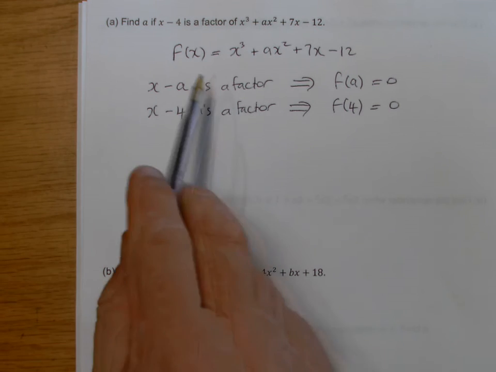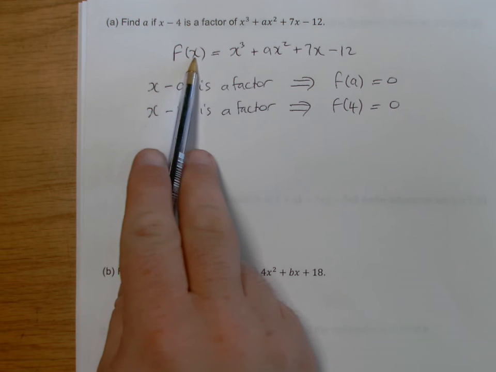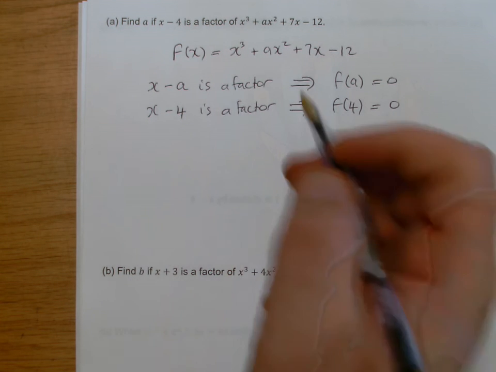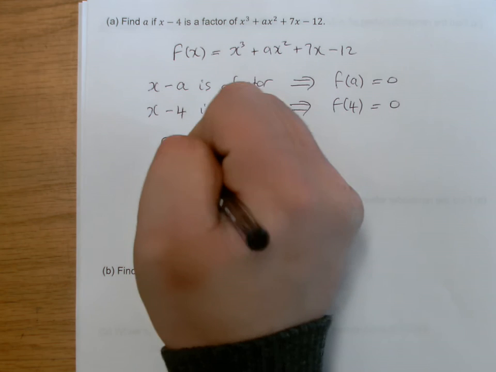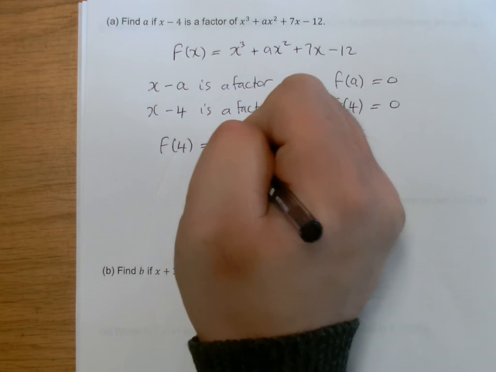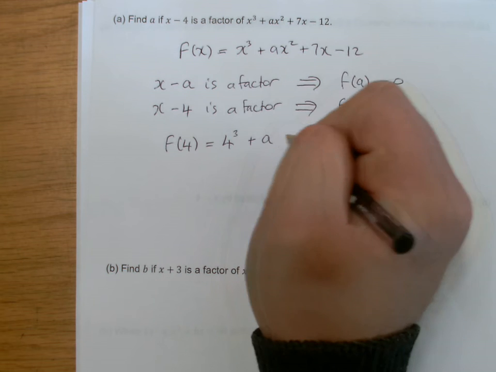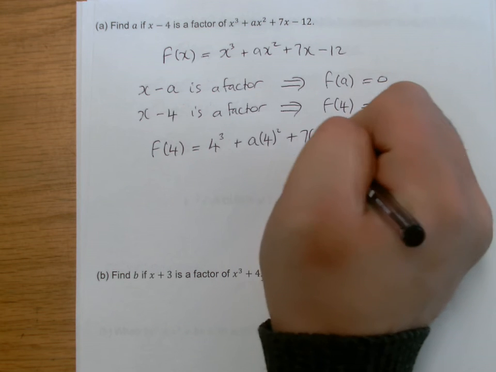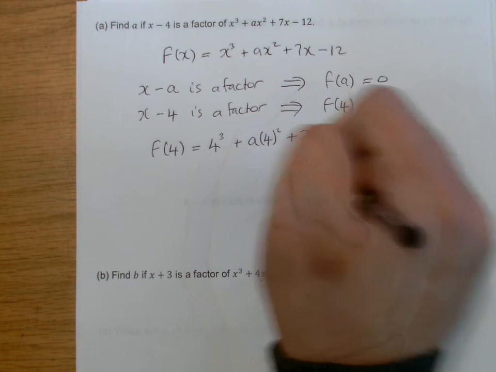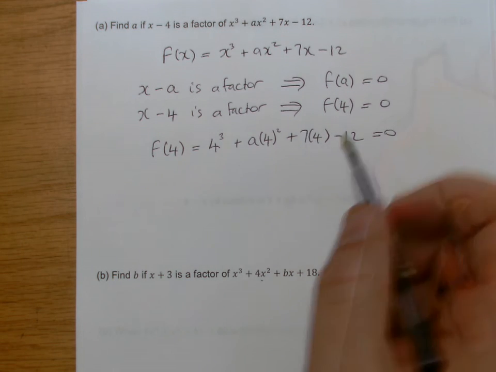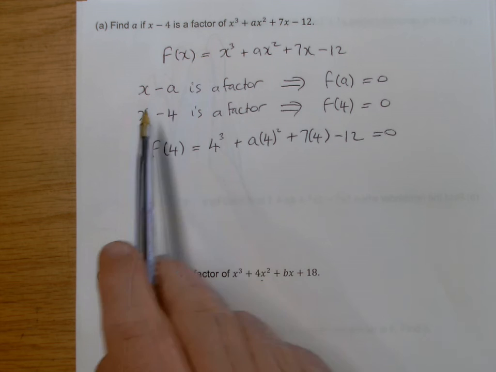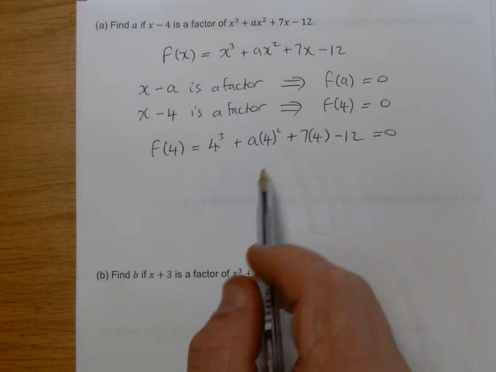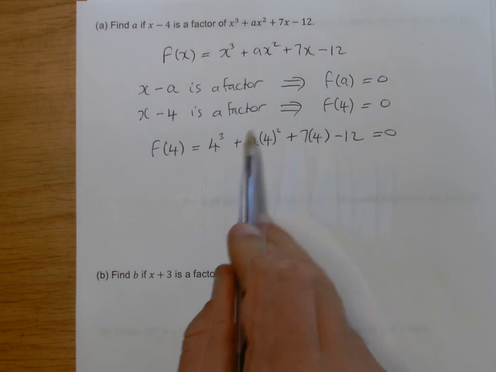So essentially I need to substitute 4 in here for x, but then I'll know the whole thing is equal to 0. In other words, f of 4 will equal 4 cubed plus a times 4 squared plus 7 times 4 minus 12. I know all of this will equal 0, because x minus 4 is a factor, as stated, which means that f of 4 will be 0, using the remainder theorem. So all of this will come to 0. So I've got myself an equation now.